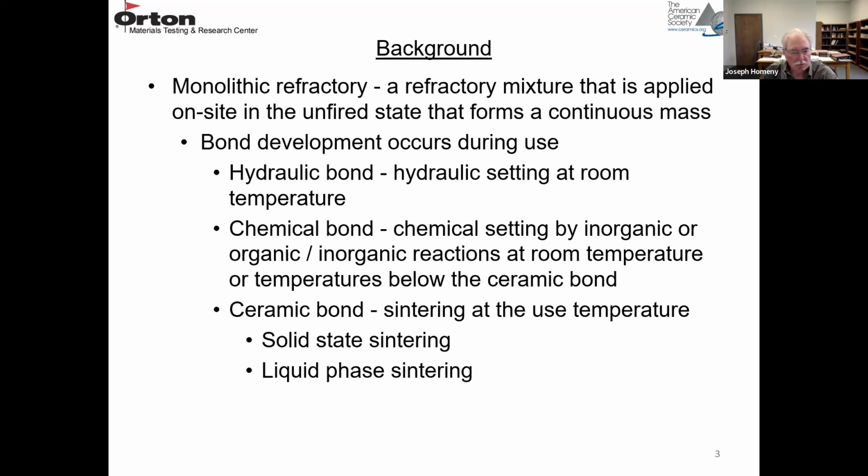And there are two mechanisms for forming a ceramic bond. One is solid state sintering and one is liquid phase sintering. I'll spend a few minutes going over these.